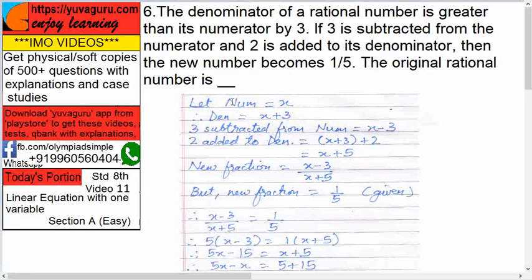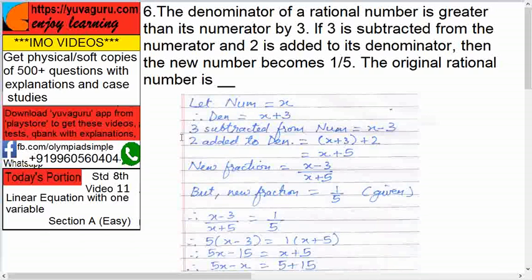So p upon q. Let the numerator be x. What is the denominator given? It is greater than the numerator by 3. So the denominator equals x plus 3. The fraction will be x upon x plus 3, right? That is the original fraction.